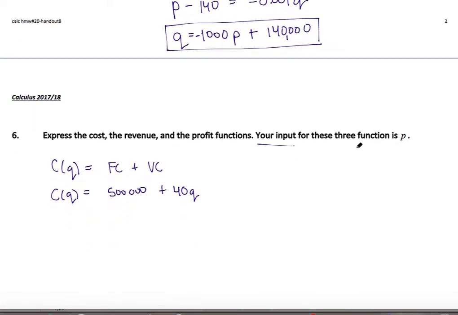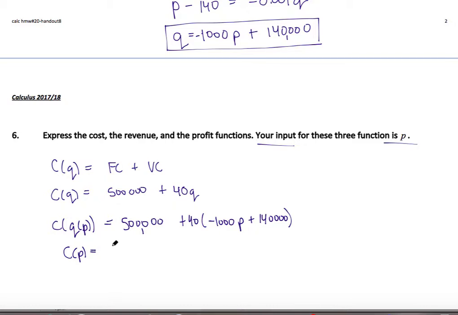Now, we want our input to be P, so we want it as a function of price. So we're going to take our Q and plug it in. If we want to do it in terms of P, we're going to do cost as a function of Q of P. So we're going to substitute this in. So we have 500,000 plus 40 times negative 1,000 P plus 140,000. So our cost as a function of price is going to simplify a little bit here.